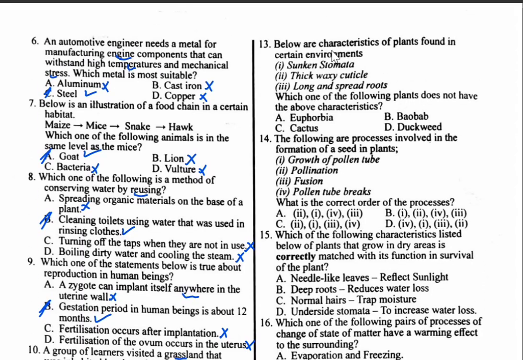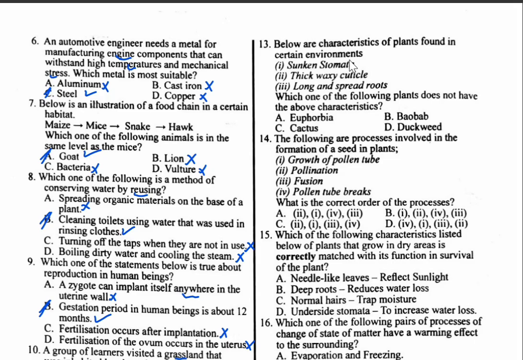Below are characteristics of plants found in certain environments. Roman 1, sunken stomata. Roman 2, thick waxy cuticle. Roman 3, long and spread roots. Which one of the following plants does not have the above characteristics? Here we have A, euphorbia. B, baobab. C, cactus. And D, duckweed. So which one is the correct answer?